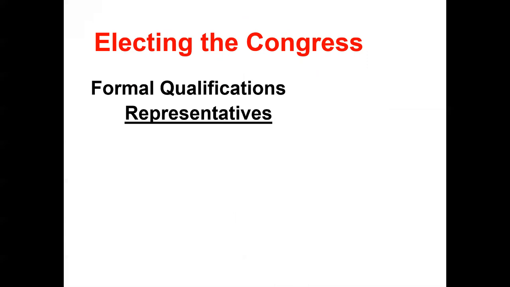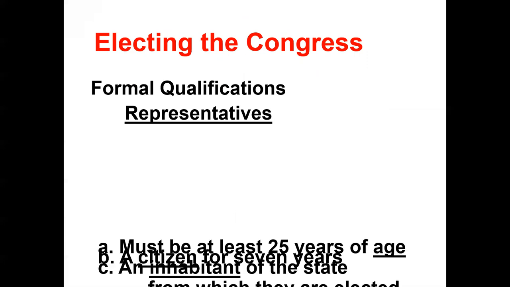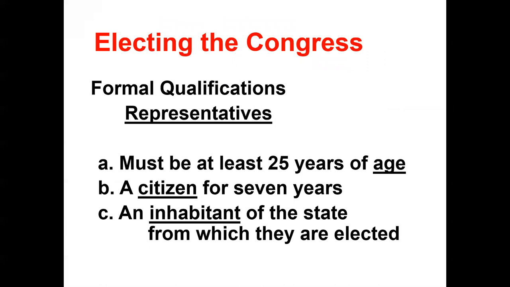Let's talk about electing members of Congress. Formal qualifications for representatives in the House: one must be at least 25 years of age, a citizen of the US for 7 years, an inhabitant of the state from which they are elected. Very simple, straightforward qualifications. But it requires more than that, which is informal. We will talk about that later.